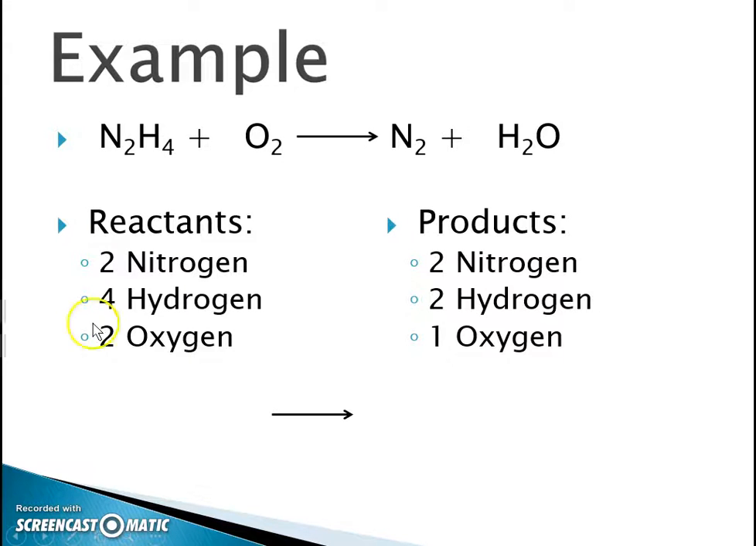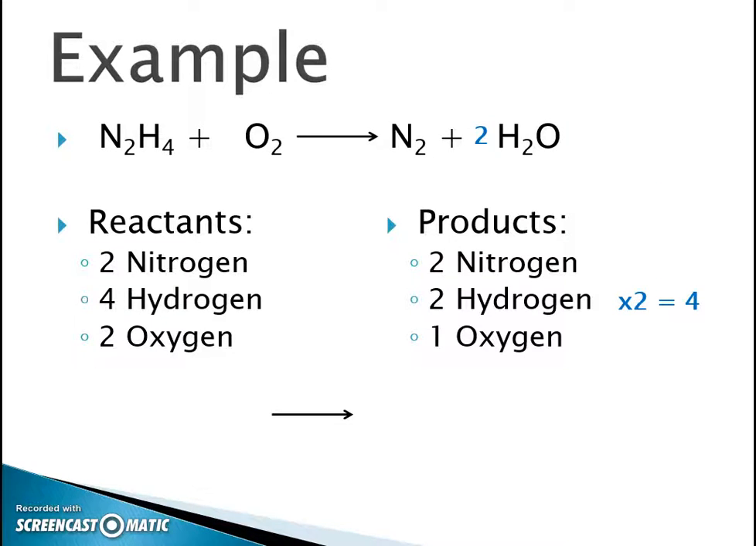Now as you can clearly see, 4 hydrogen is not equal to 2 hydrogen. 2 oxygen is not equal to 1 oxygen. So here we're going to choose a multiplier that we can put in front of a formula to become a coefficient. So in order to take 2 hydrogen and make it 4, what number can we multiply by? Well, 2 times 2 gives you 4. So that 2 that you're multiplying by is your coefficient. We stick it in the front.